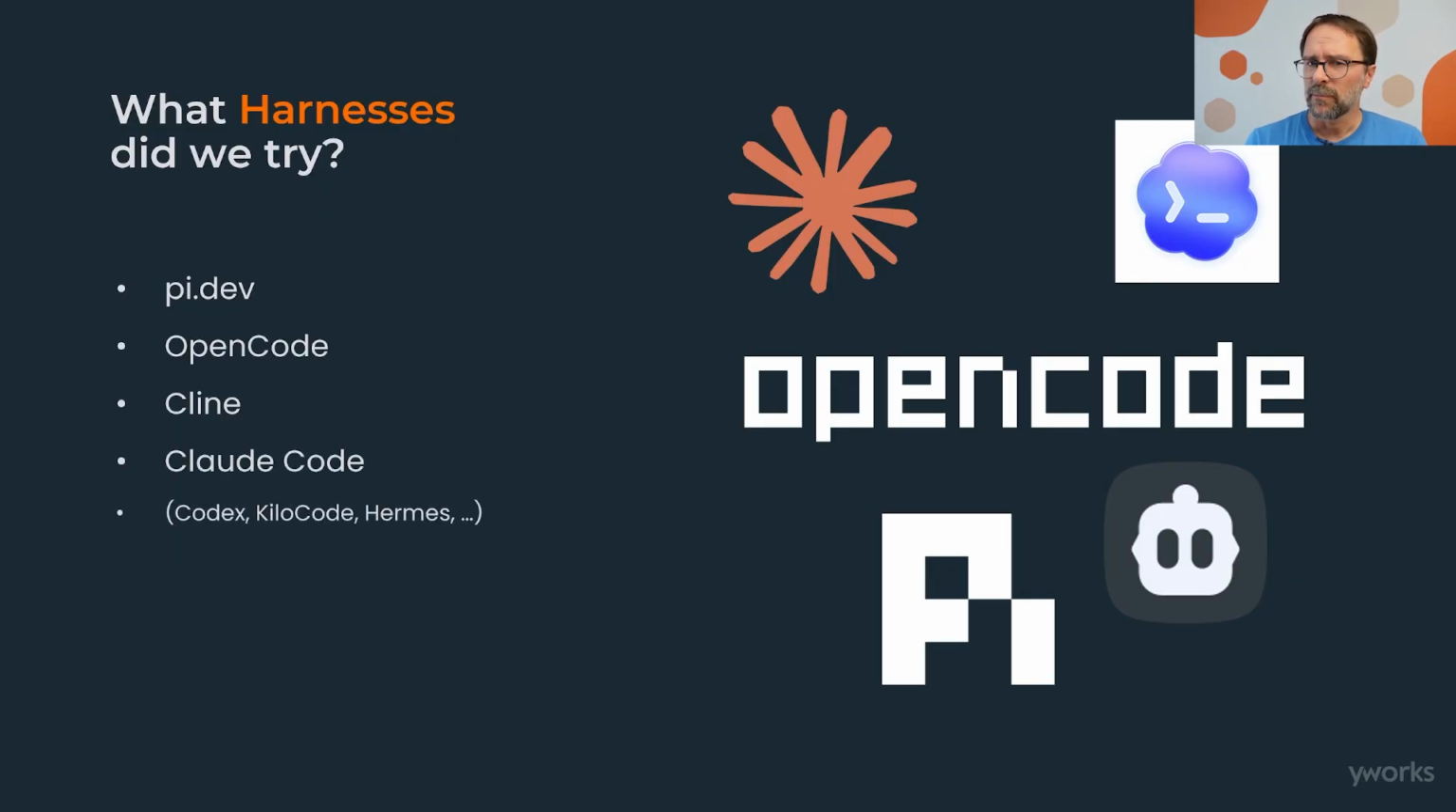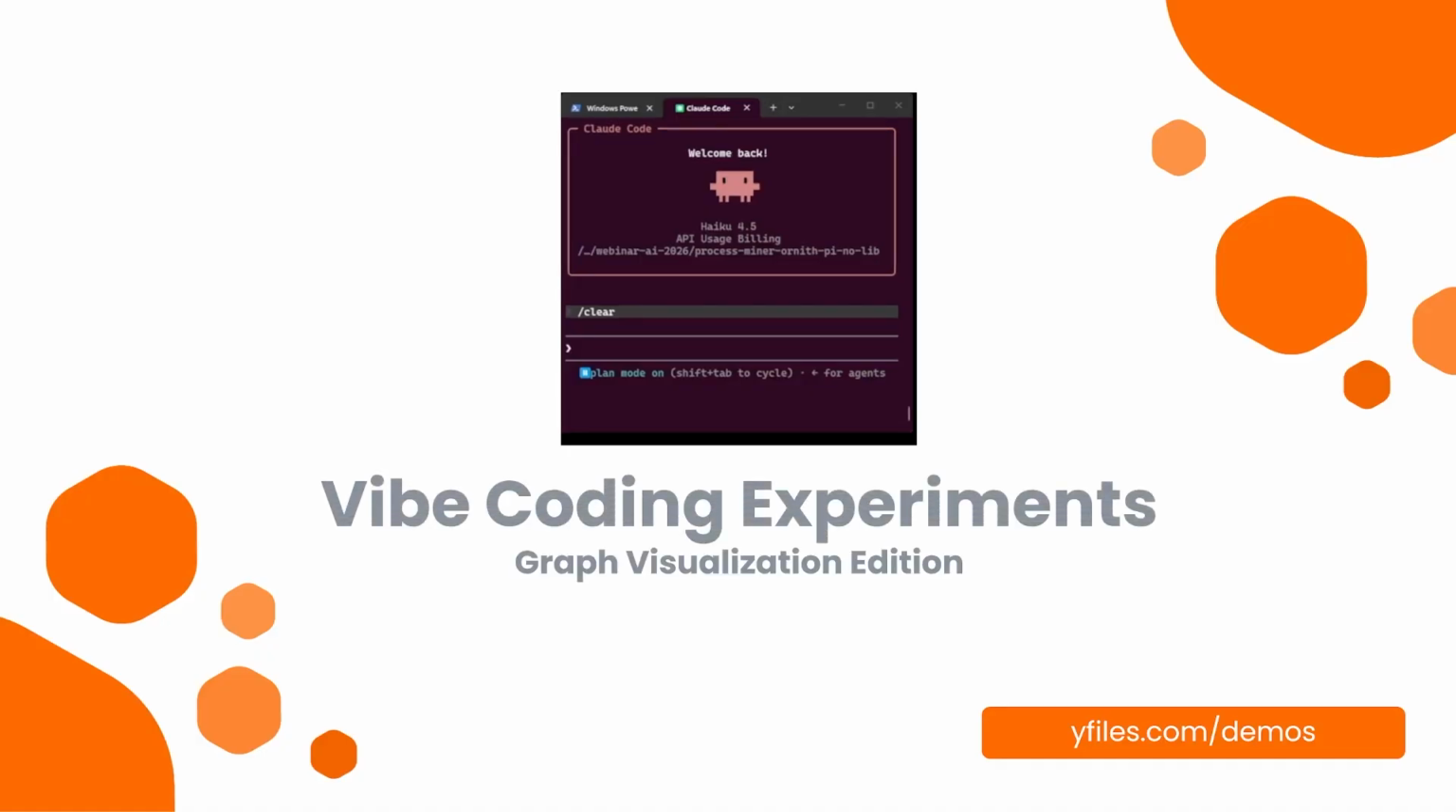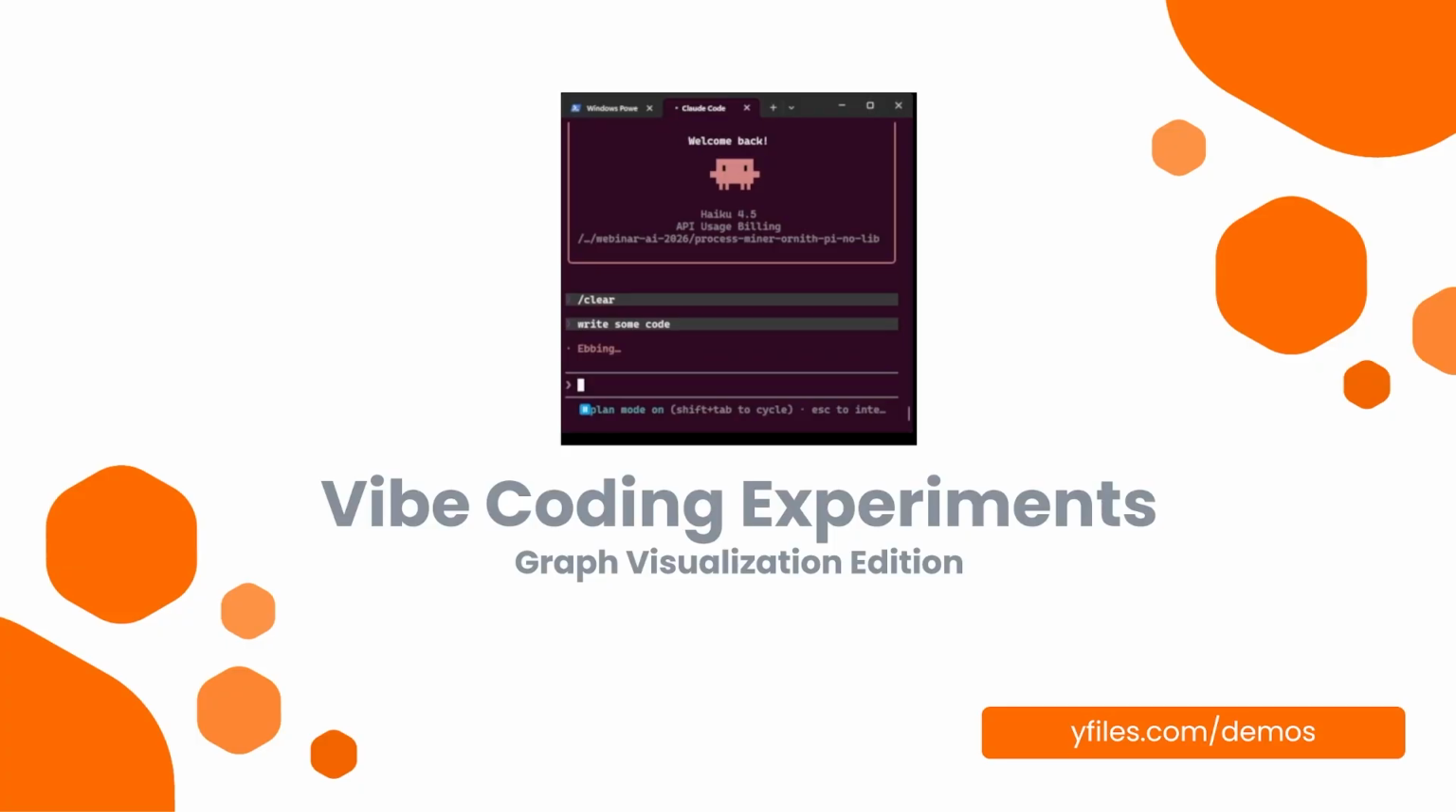We'll not be going into details because most of what we'll be looking at is valid for all of these models. We also tried things like Codex and Kilocode and Hermes and whatnot, but these don't appear in today's examples as far as I'm aware of. So we'll see them in examples later. So let's take a look at some of these experiments that we did.